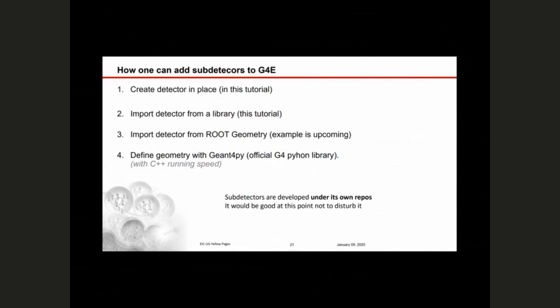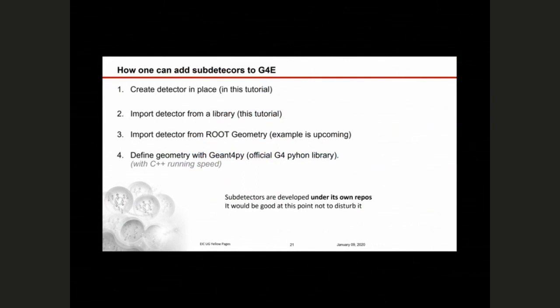The second one is if your detector lives in a separate repository and compiles to a library, you can just hook this library and add it to the code. We'll use this Lumi monitor for this. If your detector is implemented with geometry, it's possible to import it using the VGM. So the example is upcoming.